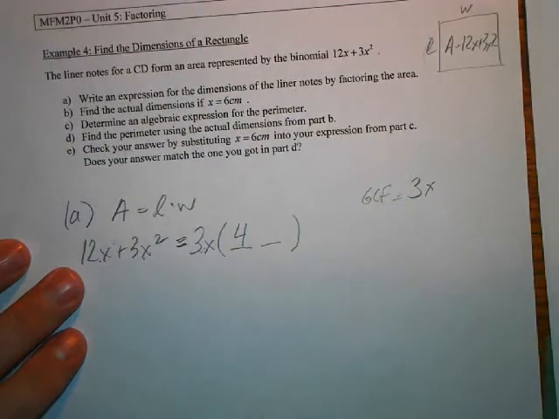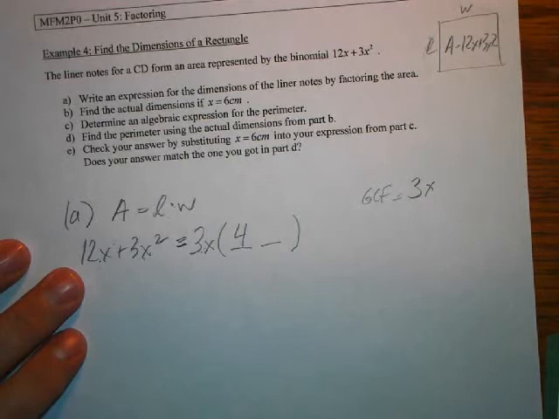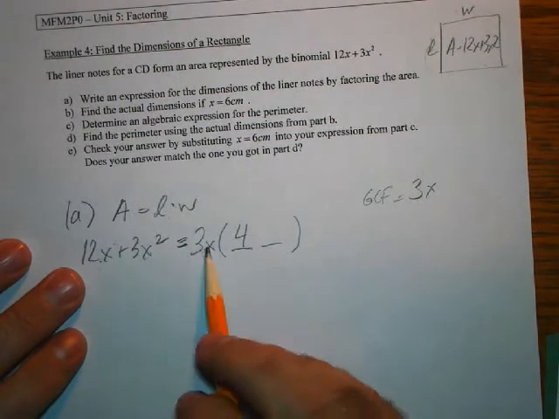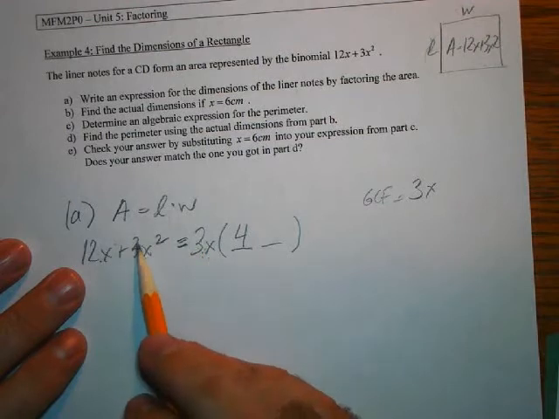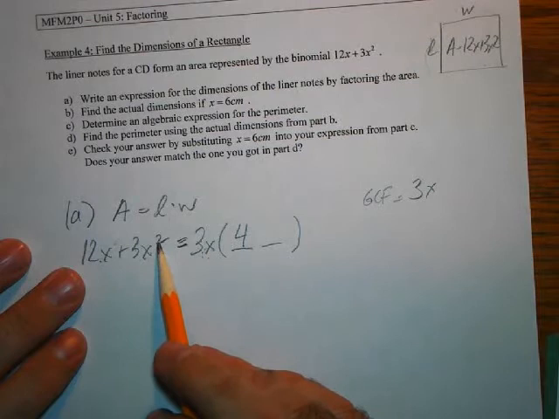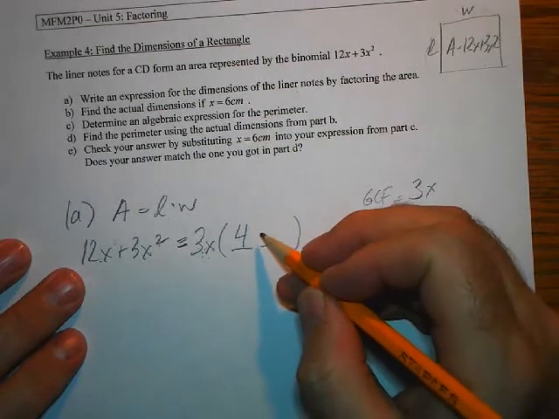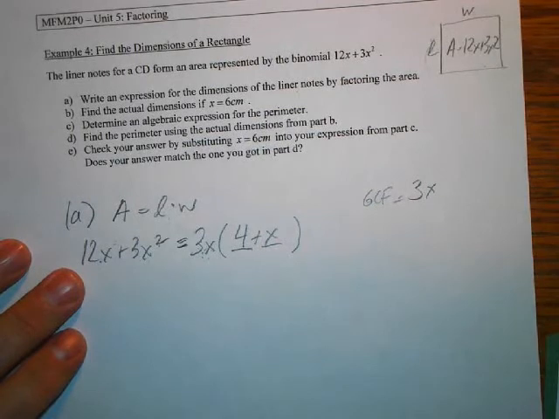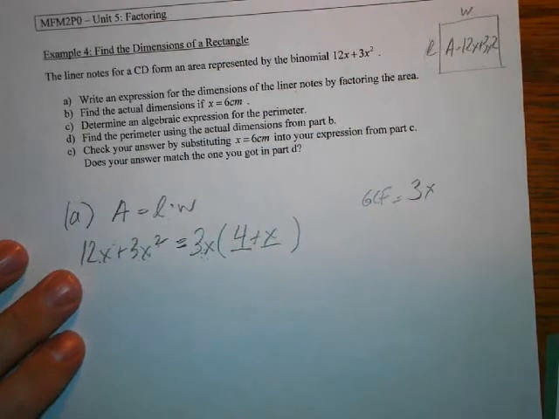What do I multiply 3x by to get 3x squared? Well, the 3 is okay, so I don't have to put a number there. But I'm starting with an x and I want an x squared. That means I have to multiply by a single x.